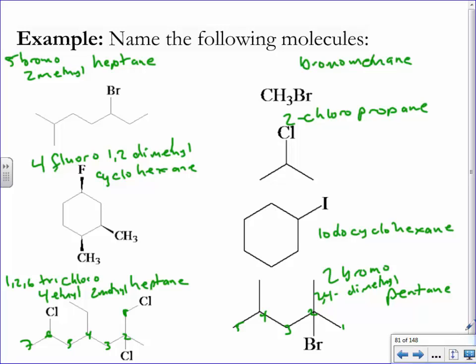By the way, don't forget the word di. It's little. I don't see that being something they would test you on, but that'd be so rude if it was. But don't forget that should be a dimethyl right here. 4 on fluorine, and then it's a cyclohexane, not a benzene ring.